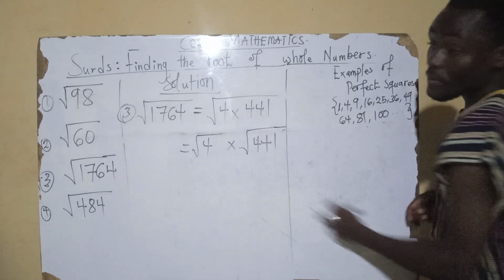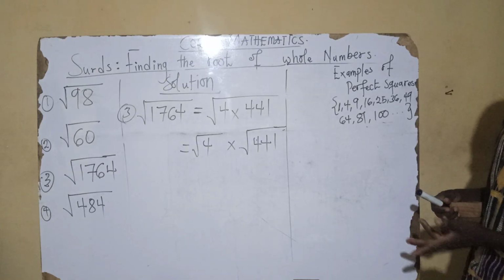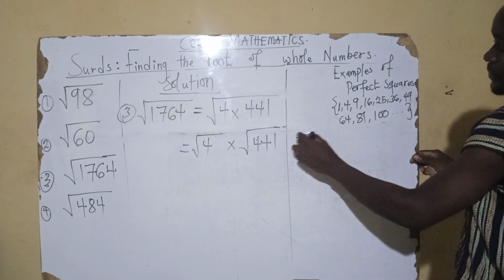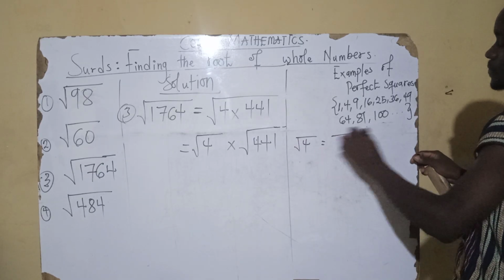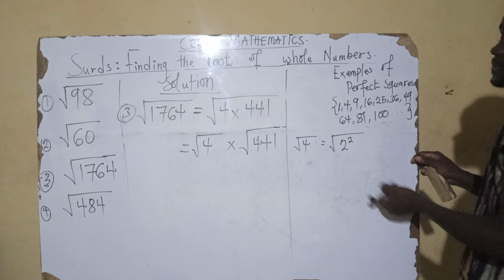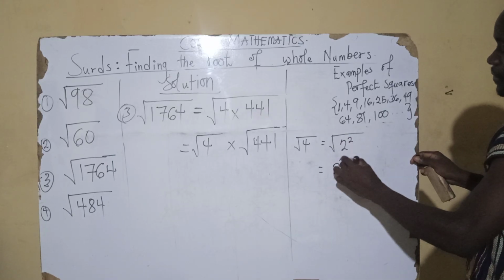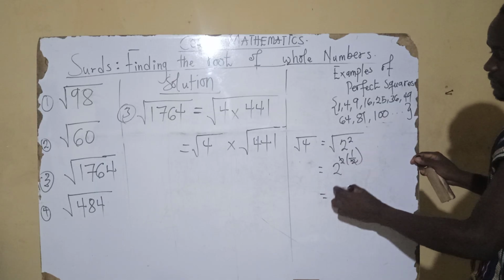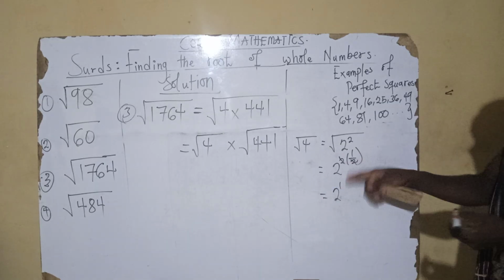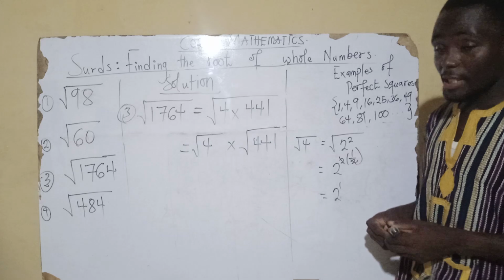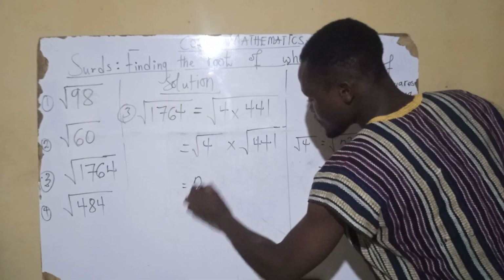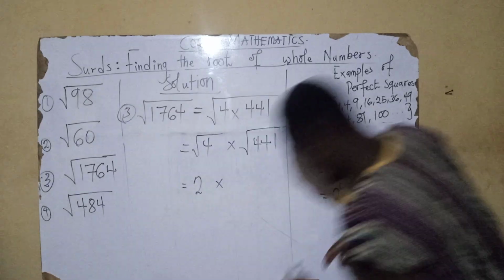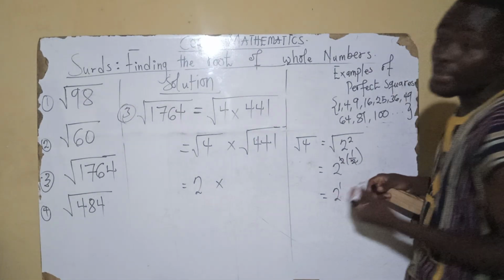Now we know that root 4 is the same as what? Root 4 can be rewritten as root of 2 squared. And this can be rewritten as 2 power half, where over here the 2 will cancel, leaving behind 2 power what? 1. I explained this earlier, so I believe you get it. Very good. So this one gives us 2 multiplying 2 power 1, which is the same as the 2 that we have over here.